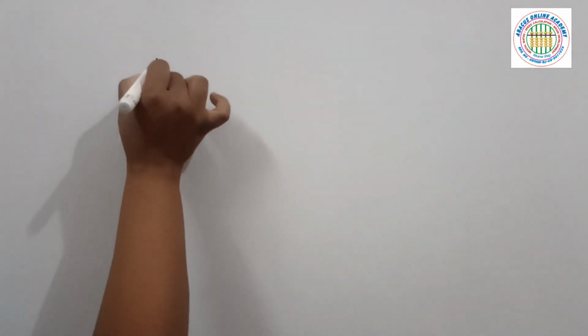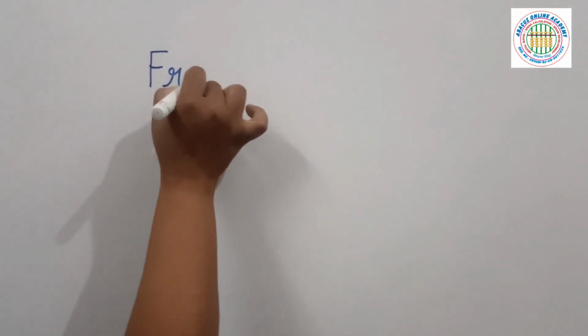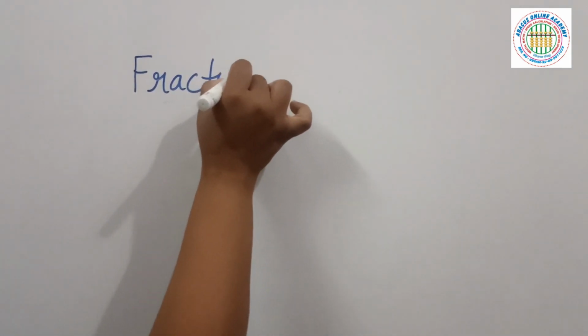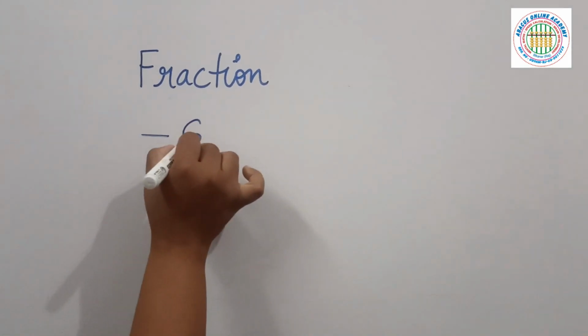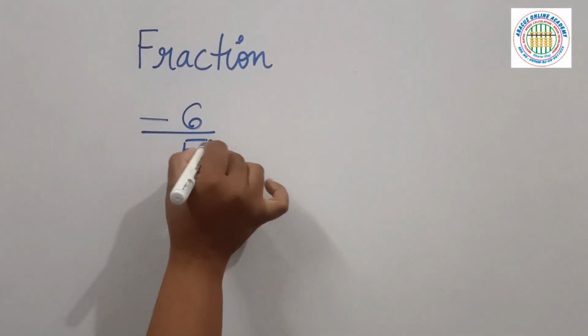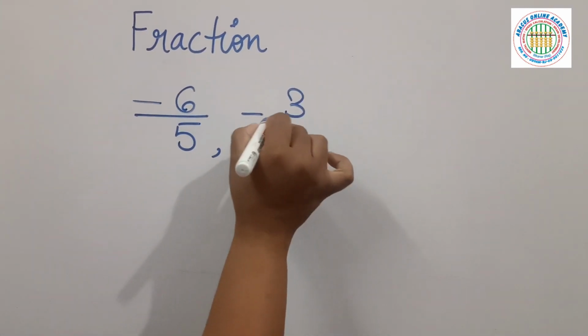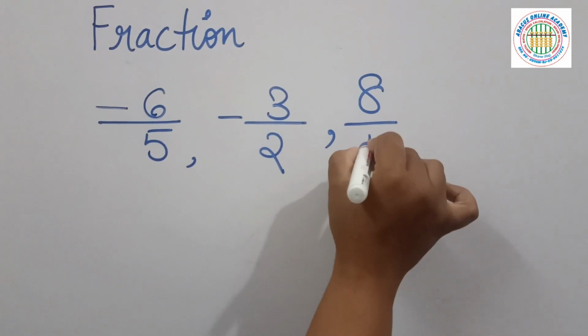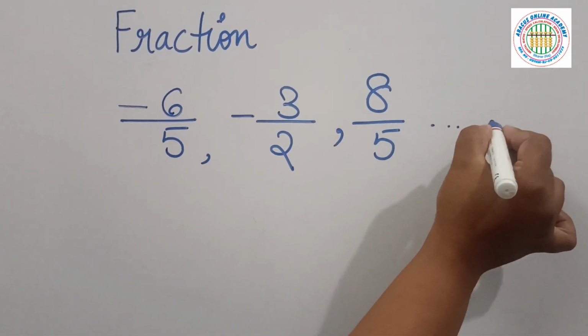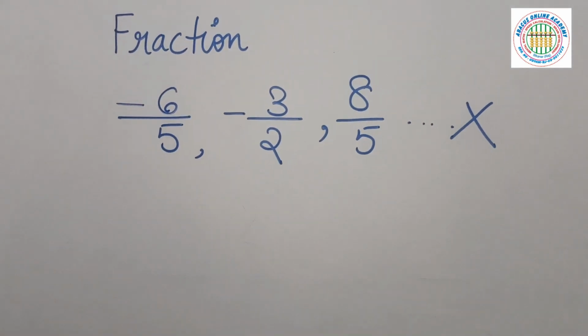Okay, first one, fraction. Fraction is not a part of integers. For example, minus 6 by 5, minus 3 by 2, or you can use 8 by 5, whatever you want to say. These are not part of integers.